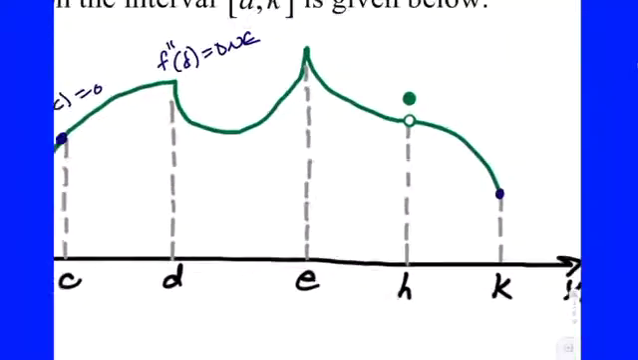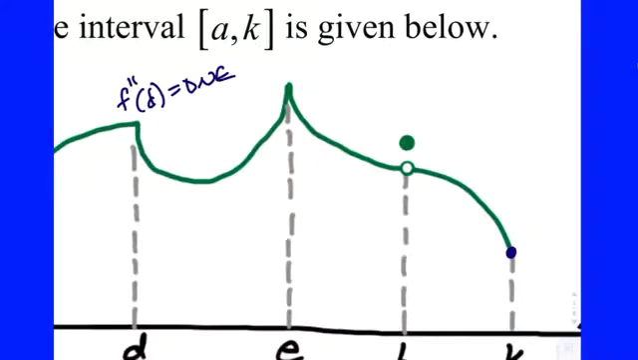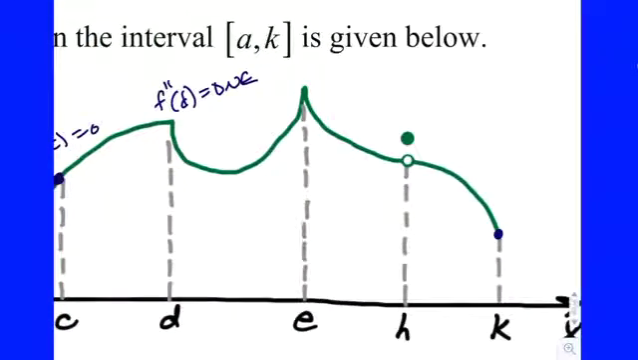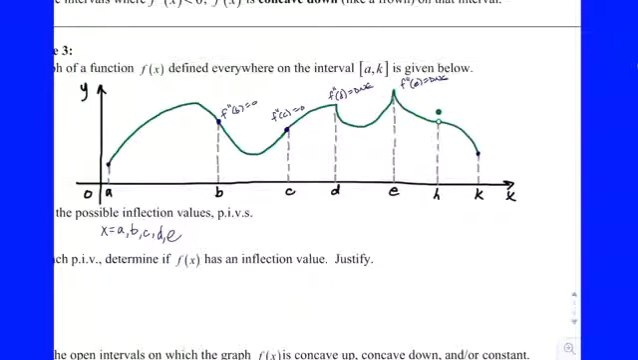All right, what about at E? PIV, yes or no? Yes, it is. Good. And you can tell just because there's a cusp. Anywhere there's a cusp, it's not only going to be a critical value, it's a possible inflection value. Okay, so E is in there as our list of candidates.